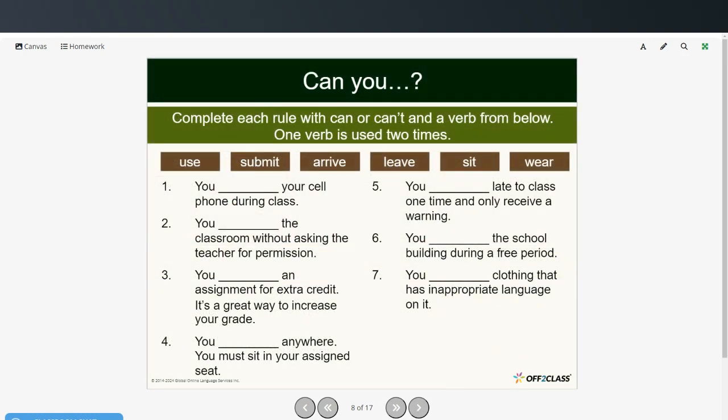All right, so now you're going to practice by completing each rule with can or can't and a verb from the list below. And just to note that one verb is used 2 times. So go ahead, pause the video and try that on your own, and then restart when you're ready to check your answers.